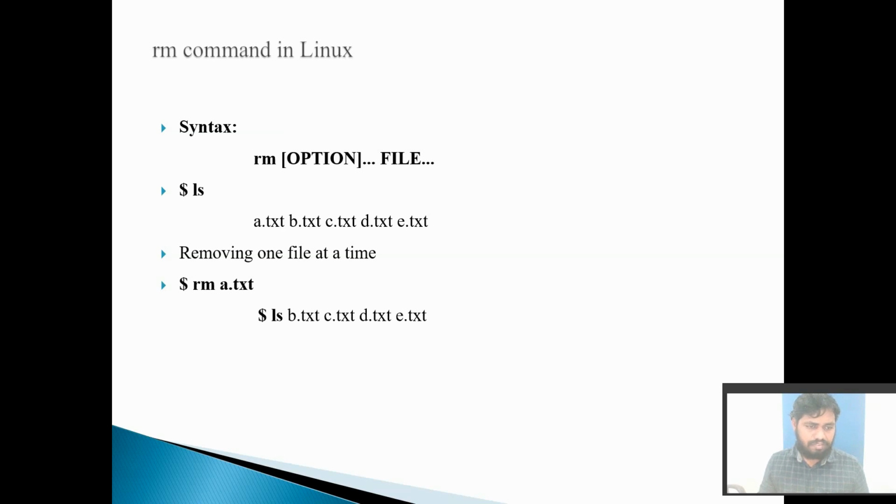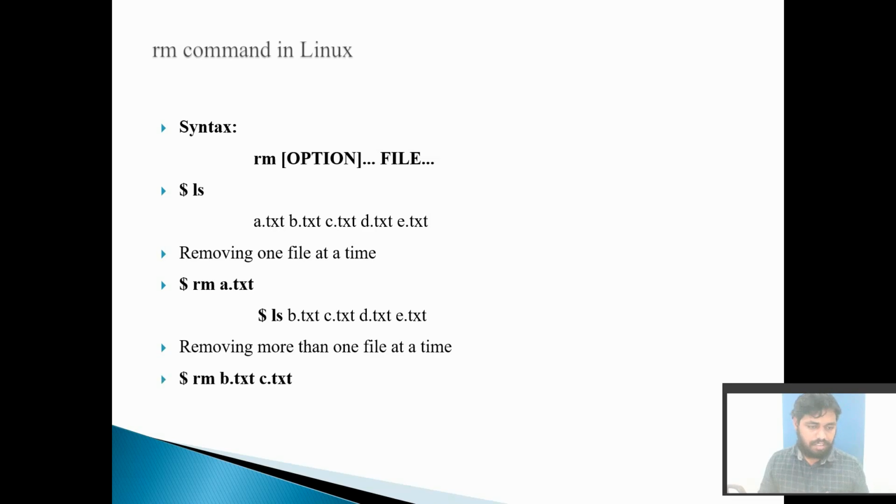So next one, after completion of this operation, we can see the list of files by using ls. You can press the ls command, so the list of files is displayed: b.txt, c.txt, d.txt and e.txt. So a is removed by the rm command. Okay, so this is the remove command.